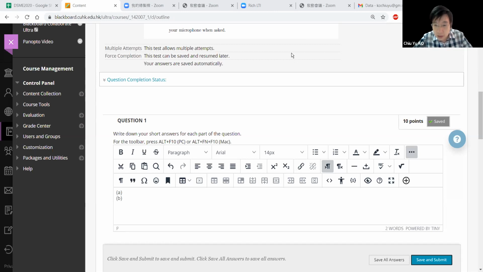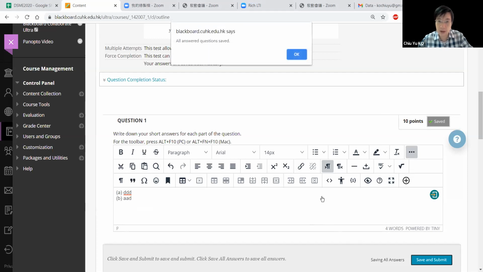Can we submit more than once? Are you saying that if you do it wrong, you can redo it again? Yeah, you can do it again. It will automatically save. You can save all the answers.